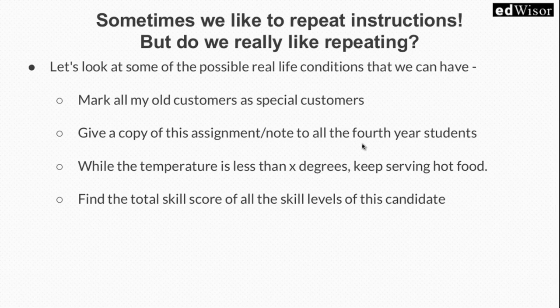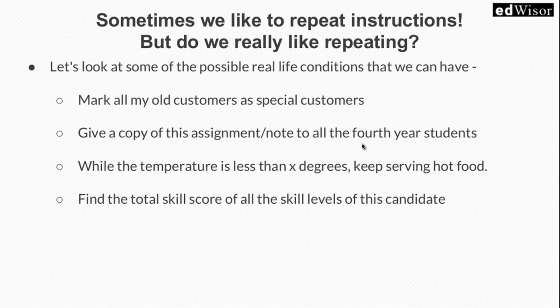In real life communication, you can think of other possible conditions where we would like to repeat instructions to multiple people. For example, mark all my old customers as special customers. This is one of the conditions an e-commerce website can decide. Or give a copy of this assignment or notes to all the fourth year students. These can be a large number of students, and you want to give a particular assignment to all of them. This is again a condition where you would like to repeat the instruction, which is giving the assignment, for a lot of people.